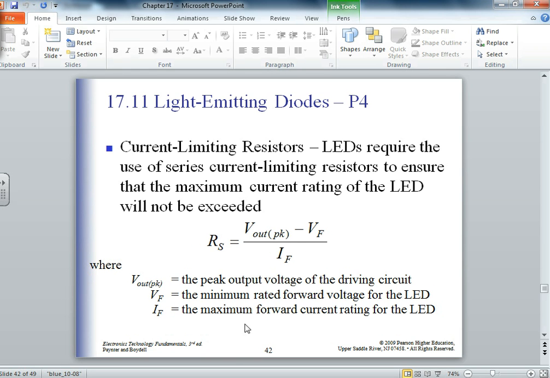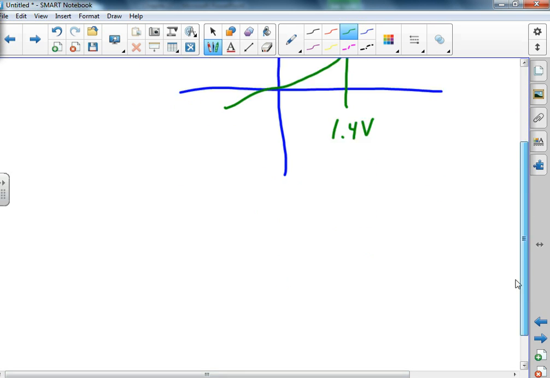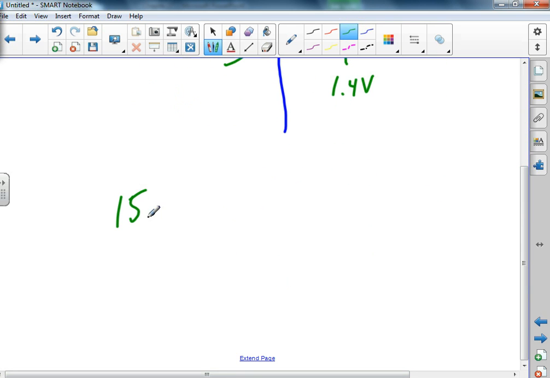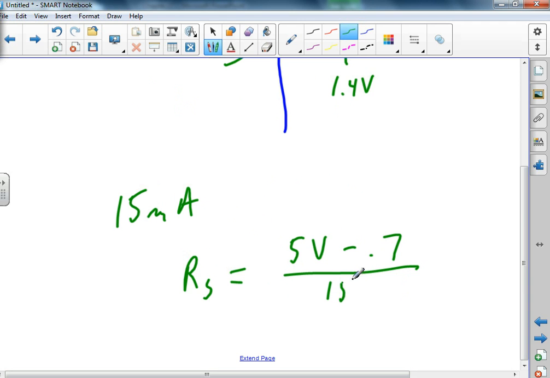So if I have 15 milliamps as the limit that I'm looking for, and I say, well, my current limiting resistor, and I've got 5 volts minus 0.7 divided by 150 milliamps, then what do I come up with? Oh, I got a calculator. Maybe I can use it. Probably not.